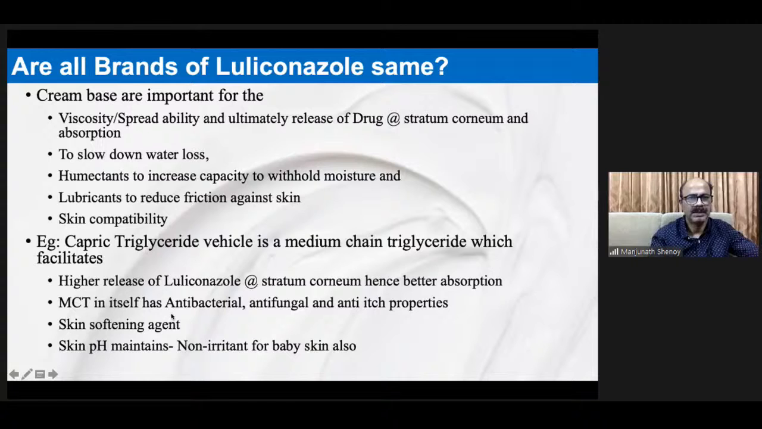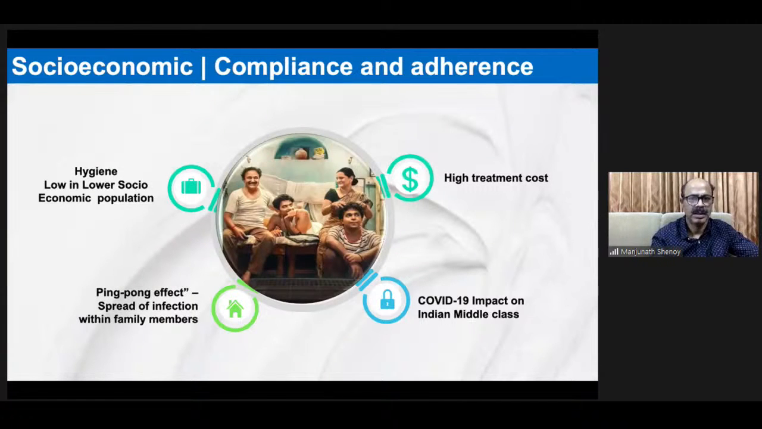So hence this becomes an important molecule, important vehicle. The MCT, that is medium chain triglyceride vehicles, are very important. If any product which has this, it could have an advantage over the others. So this is also an important message.